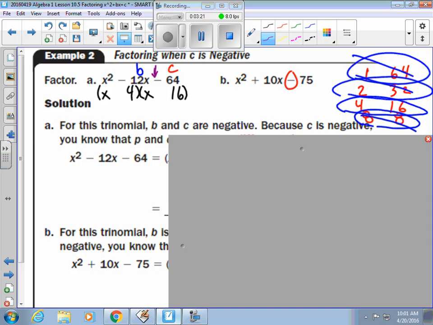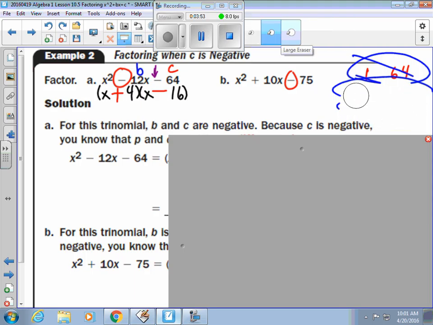What you do next is you look at the sign that is in front of b. It tells you that whichever number is larger gets that sign right there. 16 is the larger number, so 16 is going to be minus. Since they're different signs, 4 is the smaller one, so it's plus. That's how you factor when you have a negative in front of c. We'll do the same thing with 75, and then I'll move it to where we'll fill it in with all the rest of the to-do stuff.